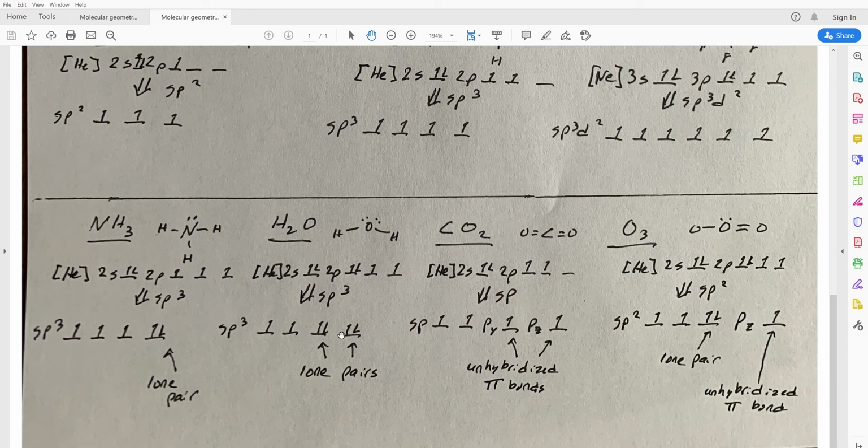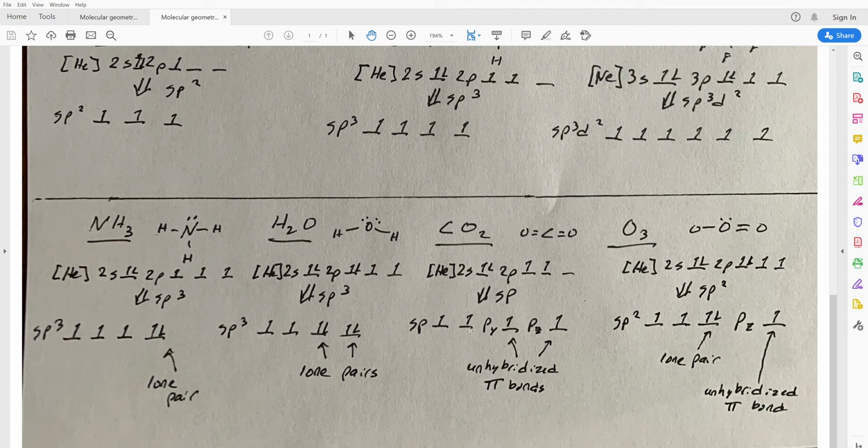Same thing with the water, except we have 2 lone pairs, so we have to show those. By convention, lone pairs have always been shown last, but if that bothers you and you want to put lone pairs first, that's fine. Carbon dioxide and ozone have double bonds, and double bonds are going to be those pi bonds, and pi bonding occurs at unhybridized orbitals. So this goes through sp hybridization. So we have an unpaired electron here, unpaired electron here. We have 2 sites where bonding can occur.